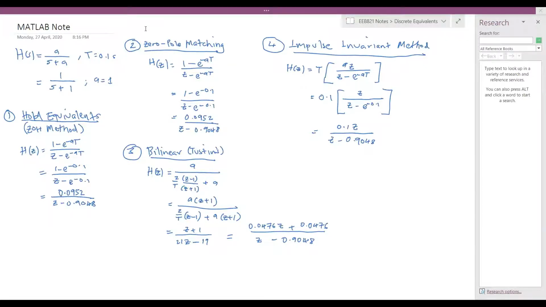The first method that we are going to look at is the hold equivalence method, which is the zero order hold method. Using this method, we got the result as h of z equals 1 minus e to the power minus a times capital T, divided by z minus e to the power minus a times T. If you substitute a and T, we would get the result as 0.0952 divided by z minus 0.9048. Now let's see if we get the same result using MATLAB.